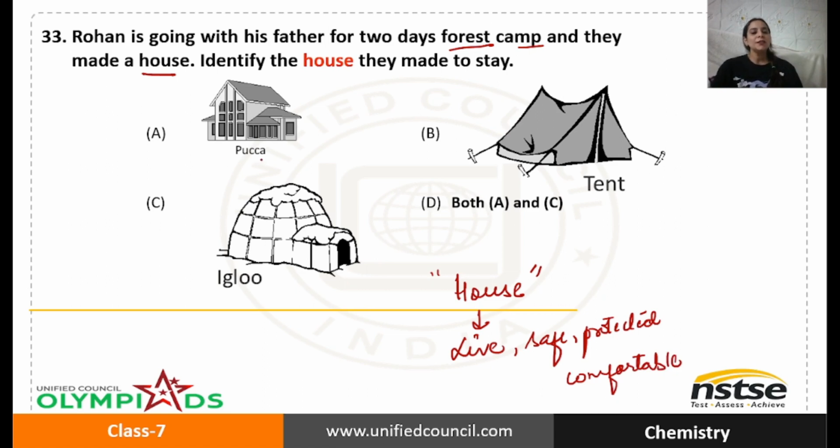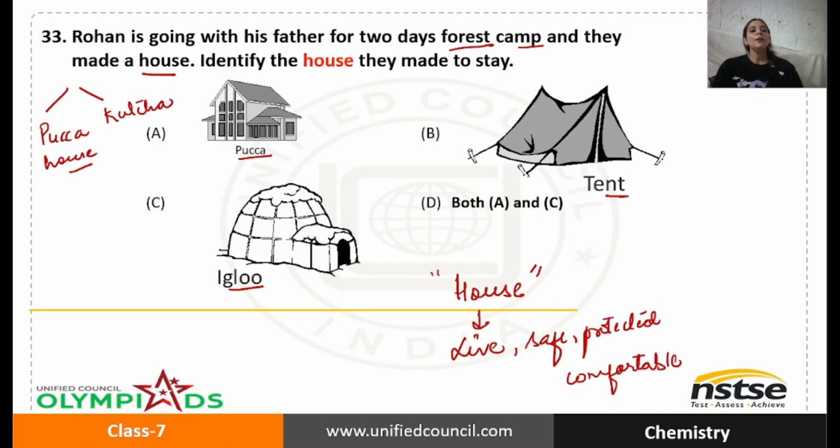Now here the options you can see: pakka house, tent, igloo, or D option says both A and C. Now let me tell you, we have two kinds of houses depending upon the material used to build them: pakka house or the kacha house. So what is basically pakka house? Pakka house is a permanent house which is made up of cement, iron rods, steel, wood. These all things are used to make it, and it is quite a permanent house.